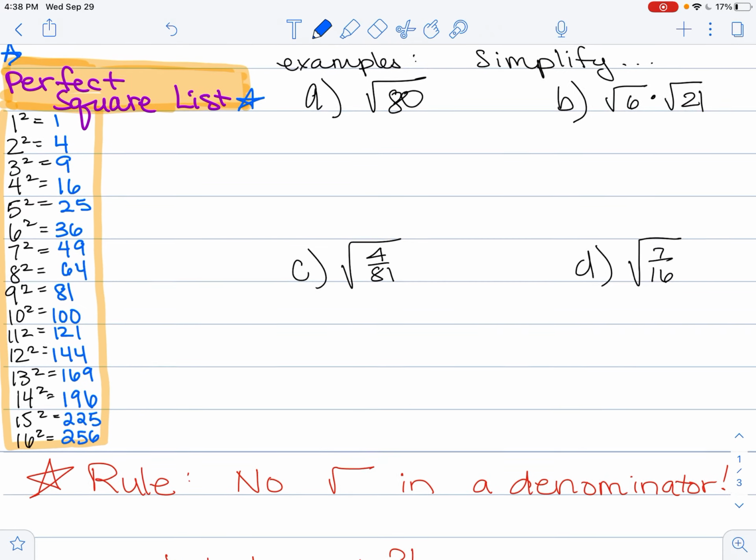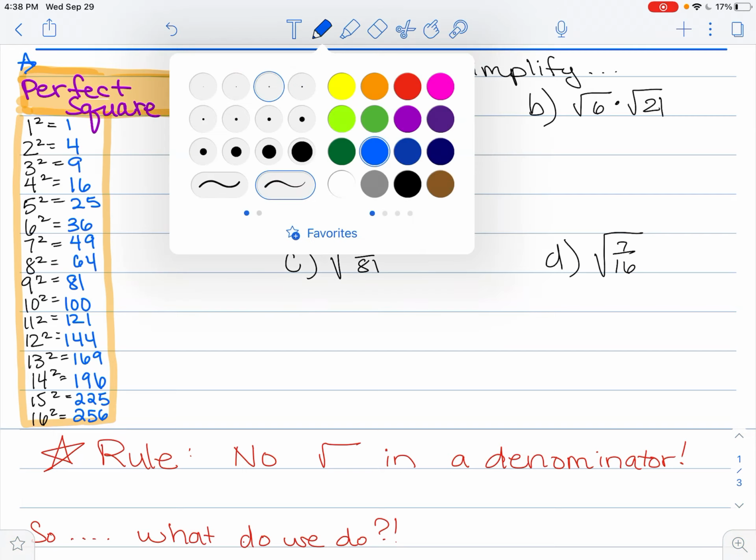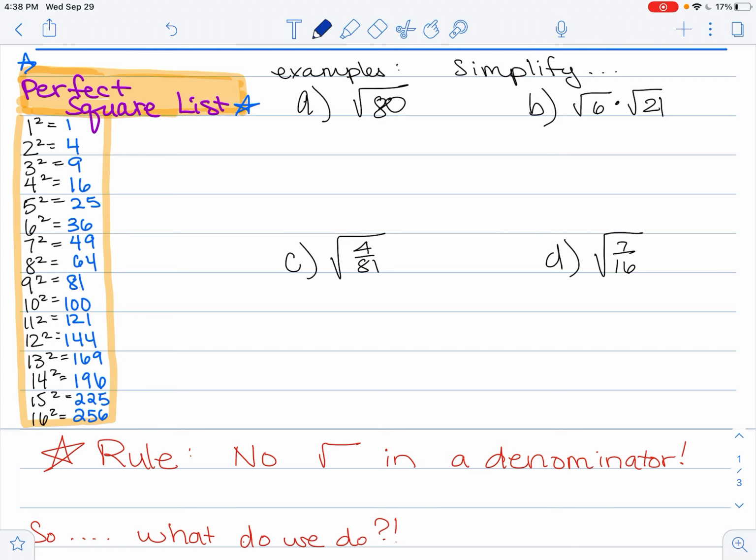So when we're simplifying roots, we are going to be looking for numbers where one of the values from the perfect square list is one of the factors. So if I'm looking at the square root of 80, I'm going to look for factors of 80 that are in this list.